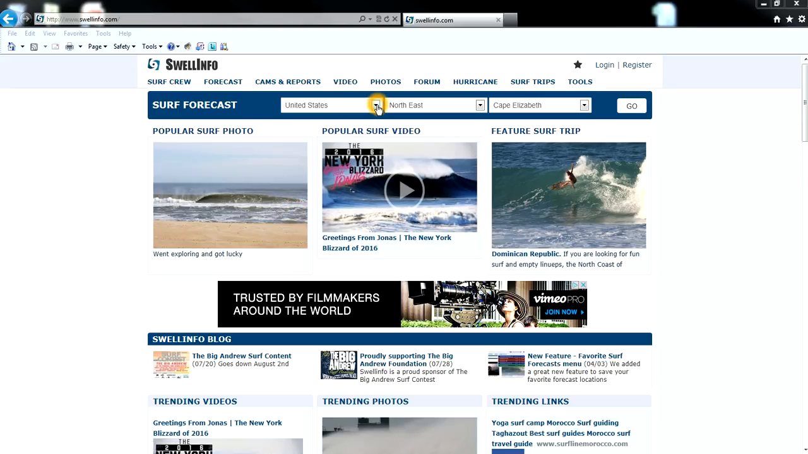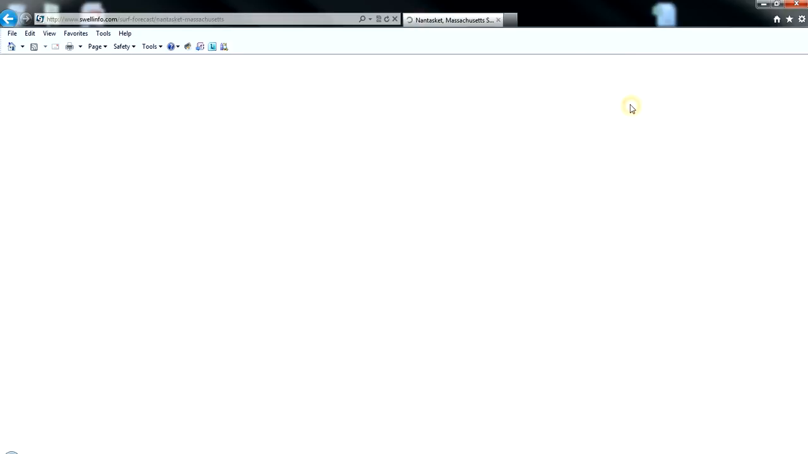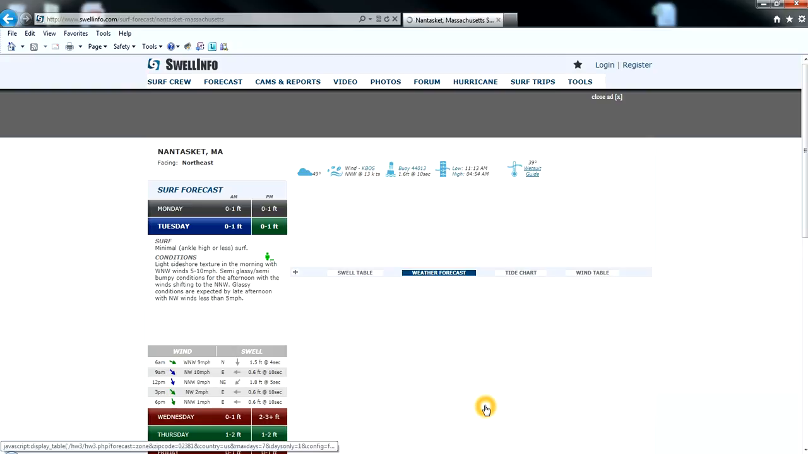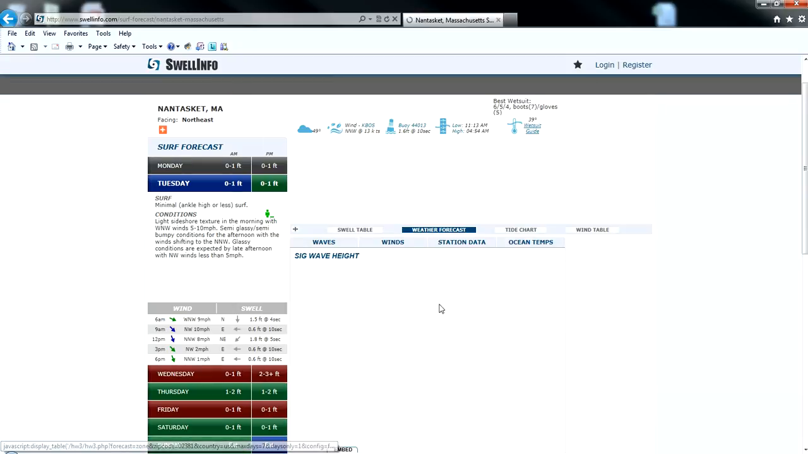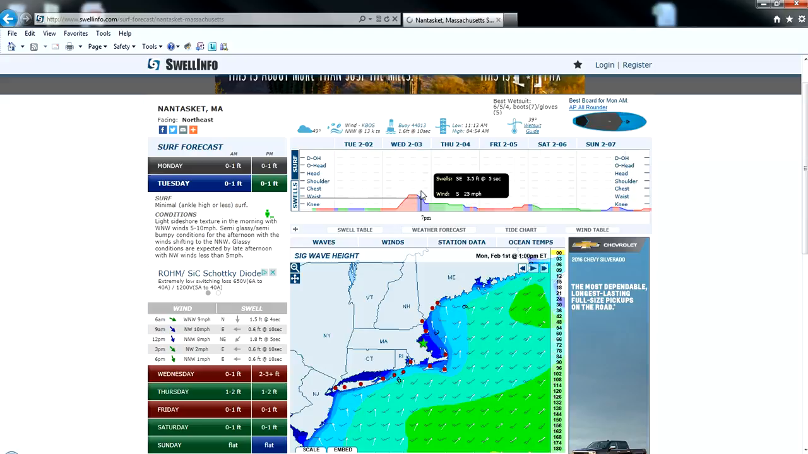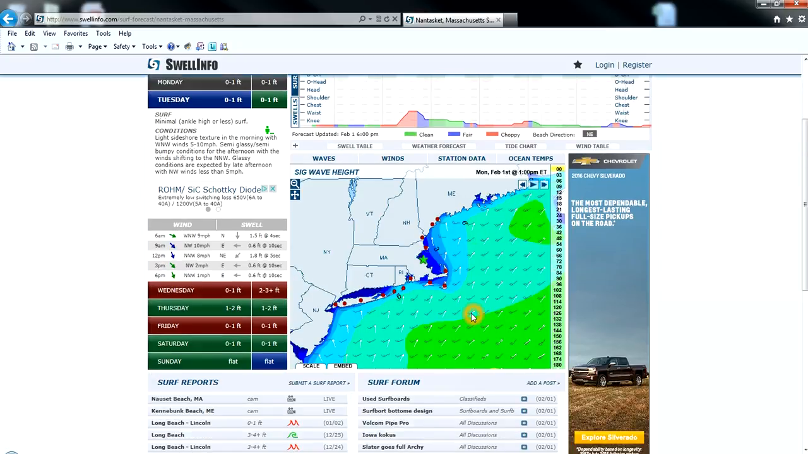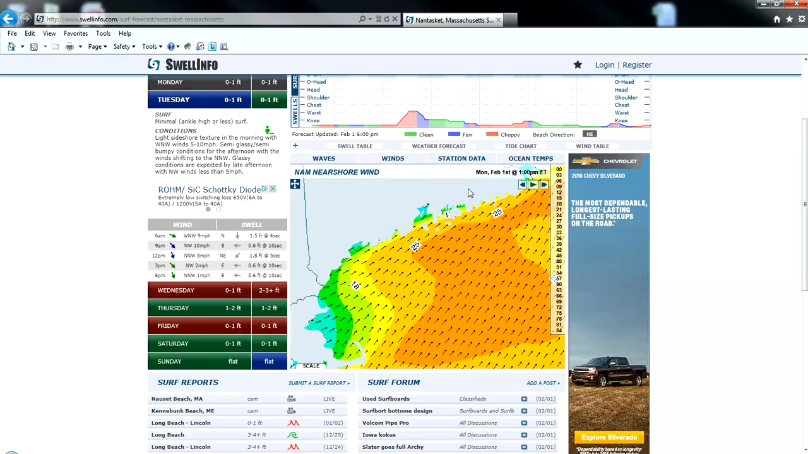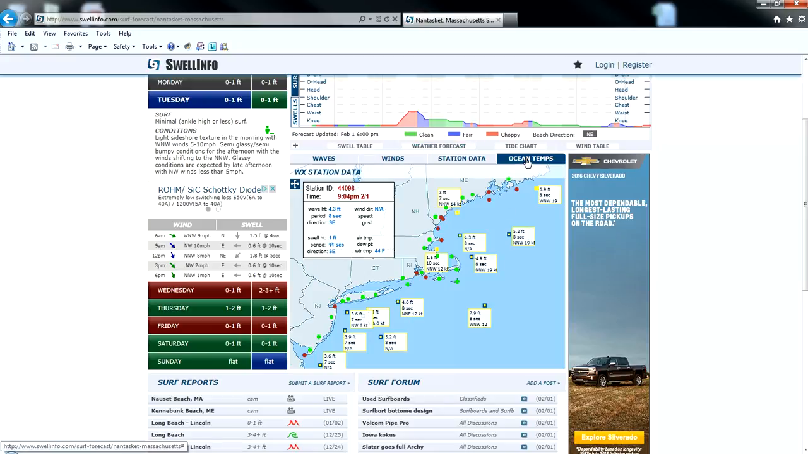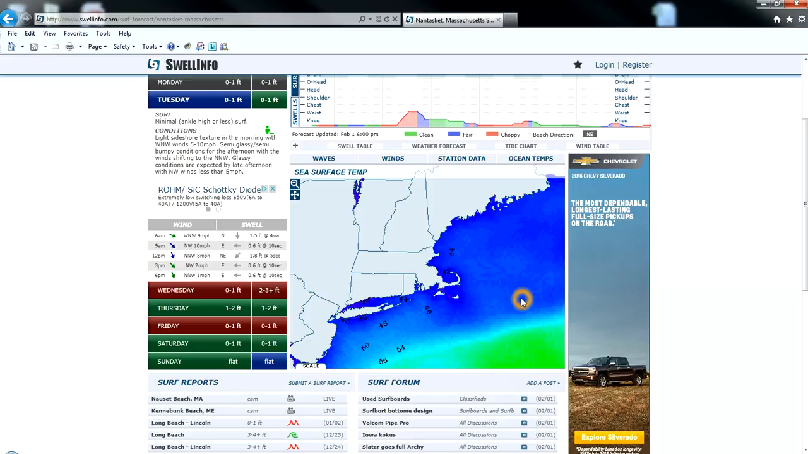This is the home page of SwellInfo.com. Here you can pick the spot you want to forecast for, anywhere in the Western Hemisphere, and check out its forecast. So this is the forecast in Massachusetts, and here it allows you to look at a chart showing you the swell info with its height, swell direction, wind speed. Over here it shows you the swell height, charts for wind direction, buoy data, and current ocean temperatures.